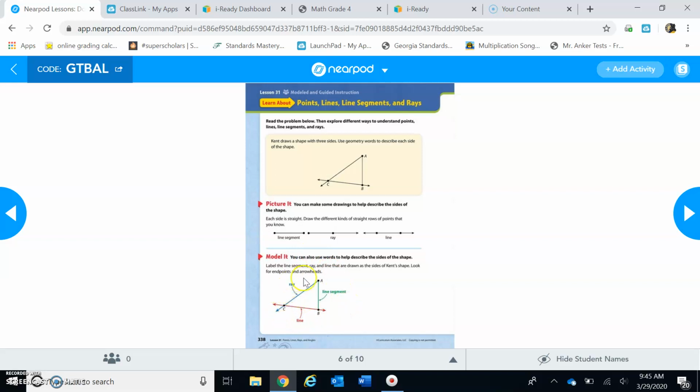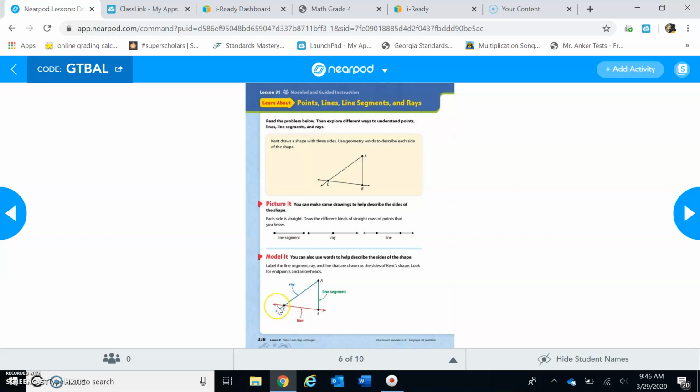All right, now let's look at our shape at the bottom. It's basically just reiterating what we said at the top. This is our ray, and we know it's a ray because it has a point on one end and an arrow on the other end. The point indicates it's going to stop. The arrow means it's going to continue to keep going on and on and on.